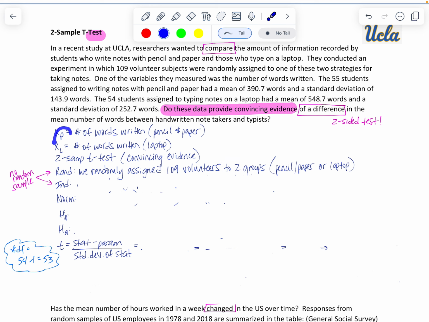And I have that defined up here, what my little subscripts stand for. Okay, so my work's very clear and very organized. For the independent condition, usually we test the 10% condition, but these people were volunteers. They were not randomly selected.